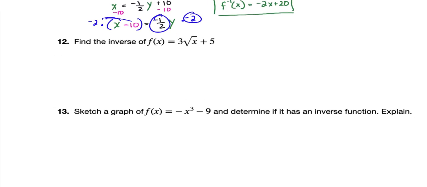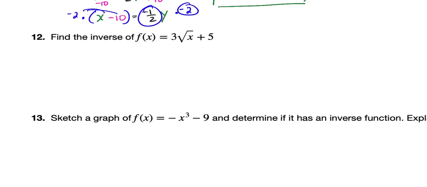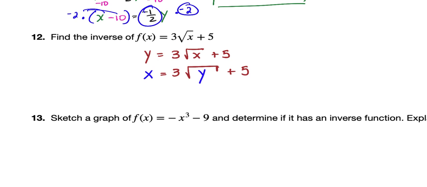Let's find the inverse on number 12 here. Y equals, switching y's for x's and x's for y's. That 5 is outside the radical. Okay, this is a radical equation. The y is underneath the root, so we have to get the radical alone. So first we're going to subtract the 5 away. So that's x minus 5 equals 3 root y.